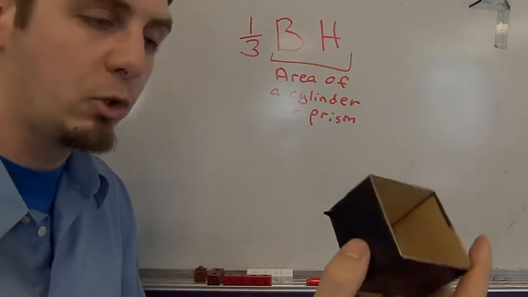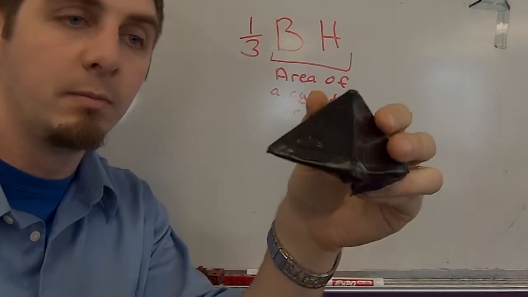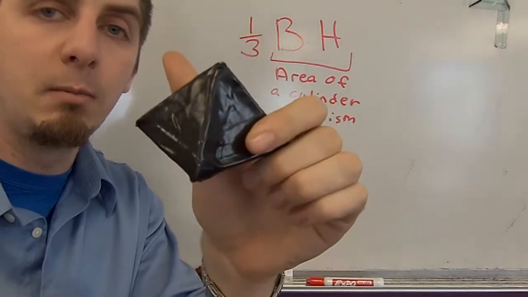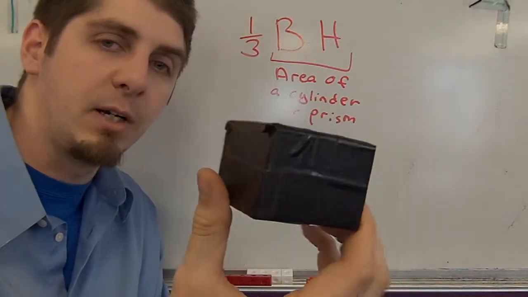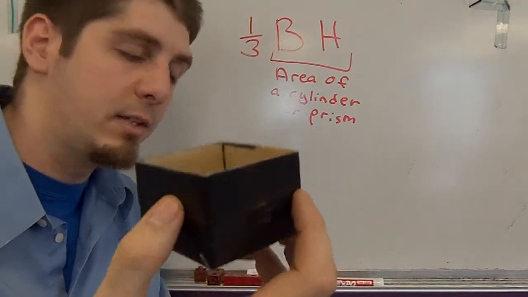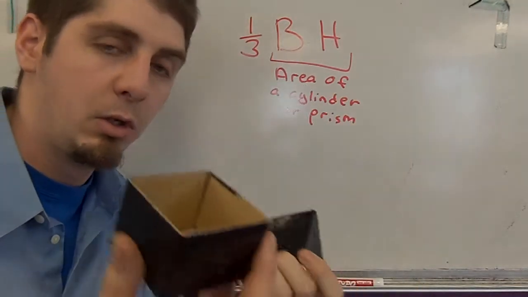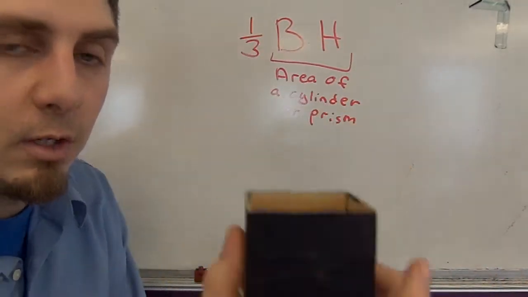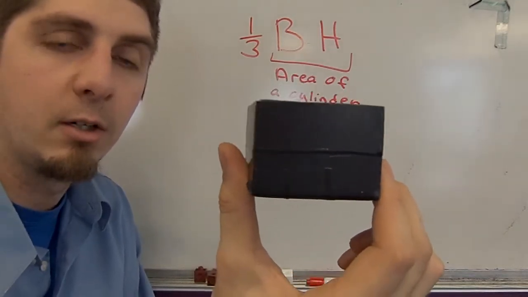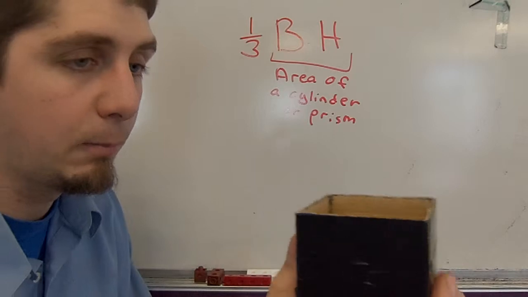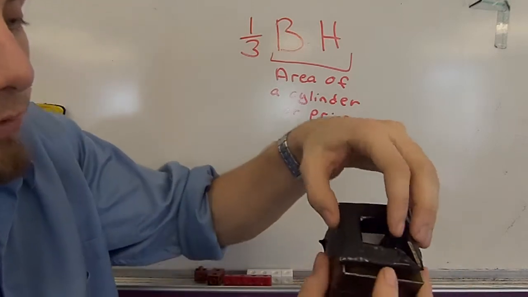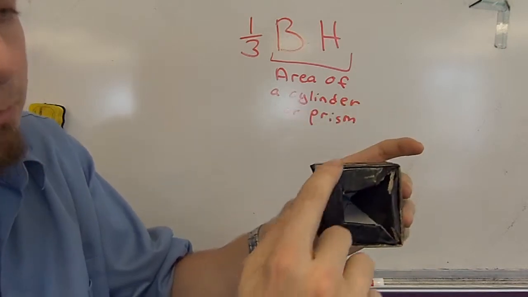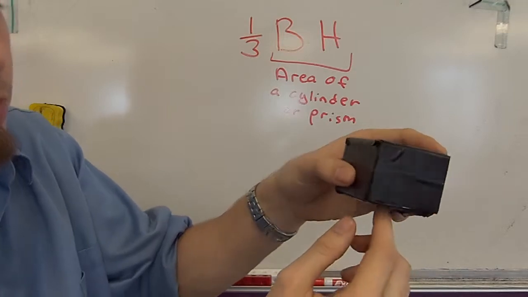So what I've done here is I've constructed a rectangular pyramid out of cardboard, and then I put electrical tape around it. So this is the rectangular pyramid, and this here is the rectangular prism that this rectangular pyramid goes inside. This rectangular pyramid literally has 1/3 the volume of this rectangular prism. This rectangular prism, as you can see, if I put my pyramid inside here, has the same base as my pyramid. It also has the same height.